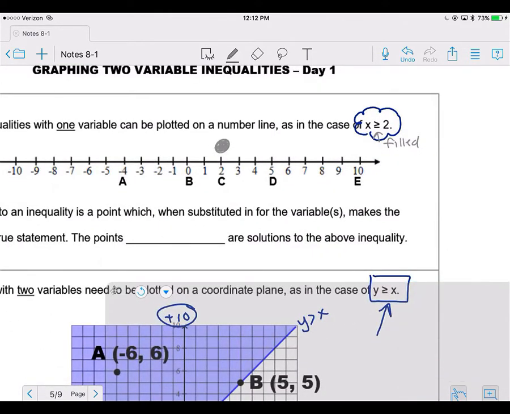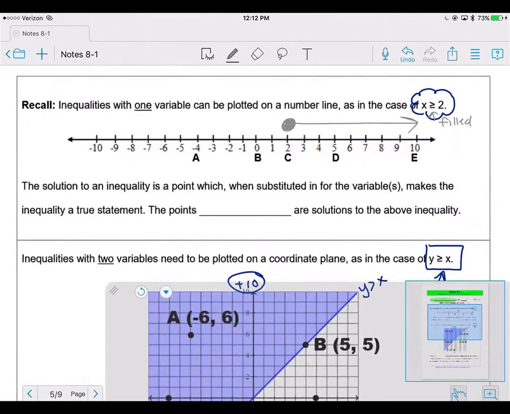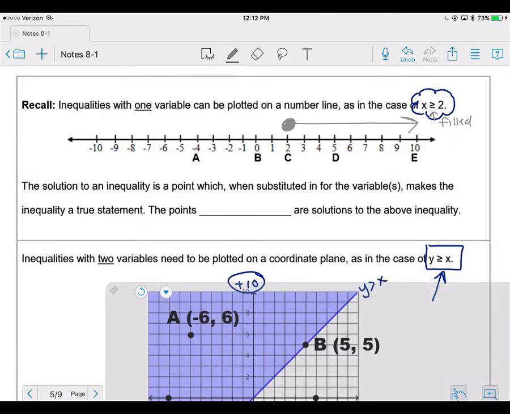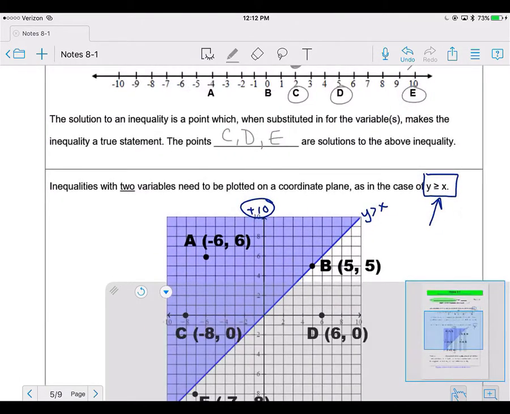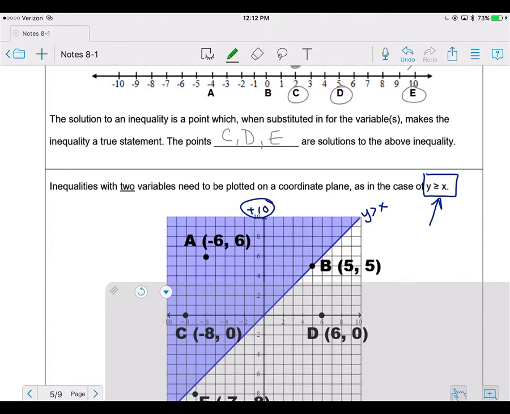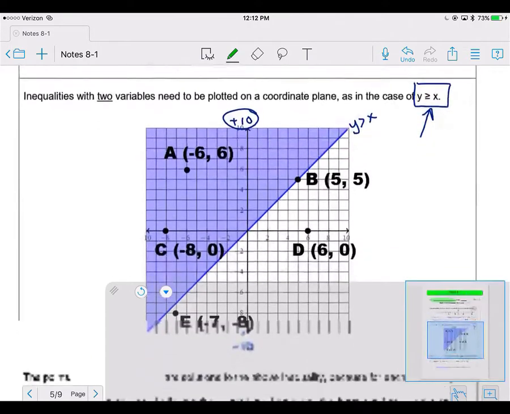Greater than 2 would be numbers like 3, 4, 5, 6, 7, 8, 9, and 10. So it would be anything 2 or more than 2. The solution to an inequality is a point which, when substituted in for the variable, makes the inequality a true statement. In this case, the points C, D, and E are all solutions because they all fall underneath that inequality. 2 is greater than or equal to 2. 5 is greater than 2, and 10 is greater than 2. So there are multiple points there. So when we deal with inequalities, we are dealing with a range of solutions, not just one specific solution.